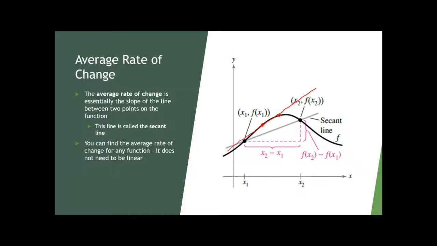We don't call it slope because slope is specific for lines and it's constant, but it's the same formula. It's basically y2 minus y1 over x2 minus x1. They just use function notation instead, but it's the exact same thing as the slope formula.